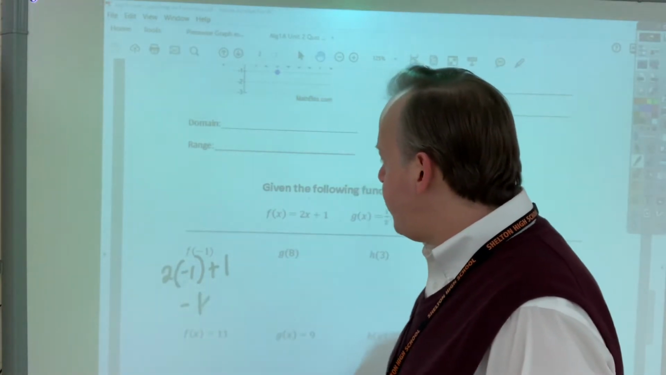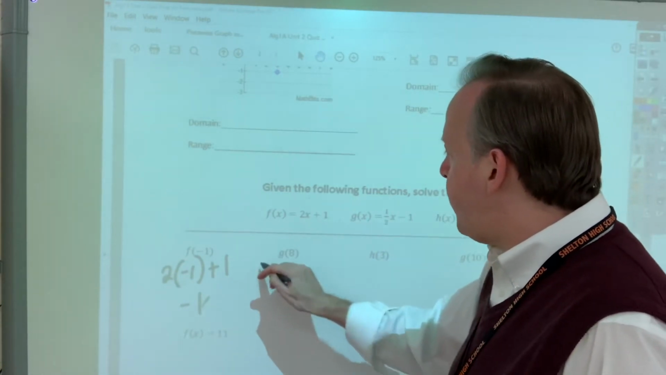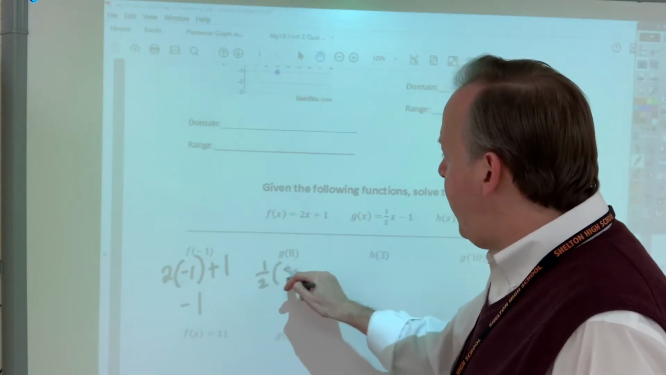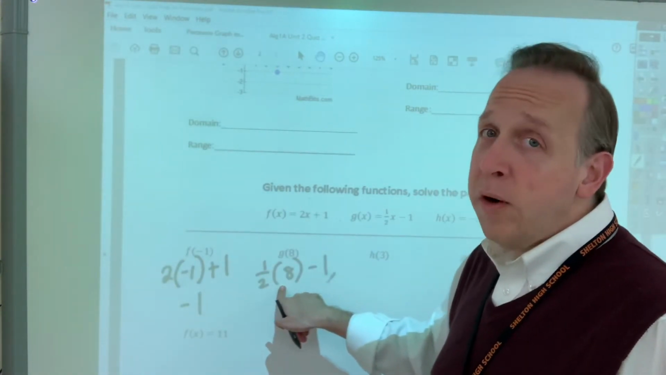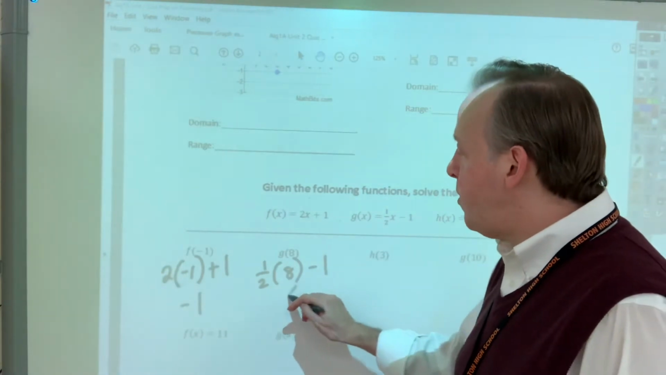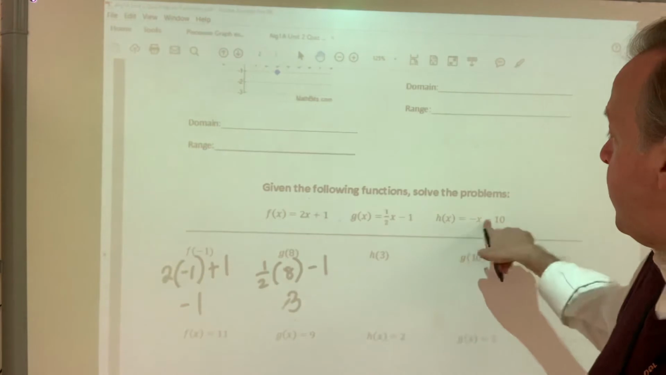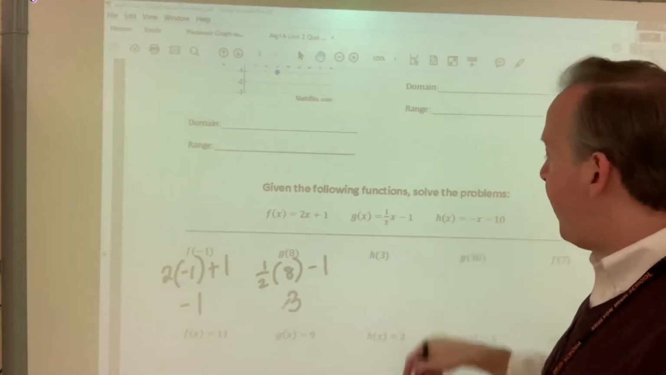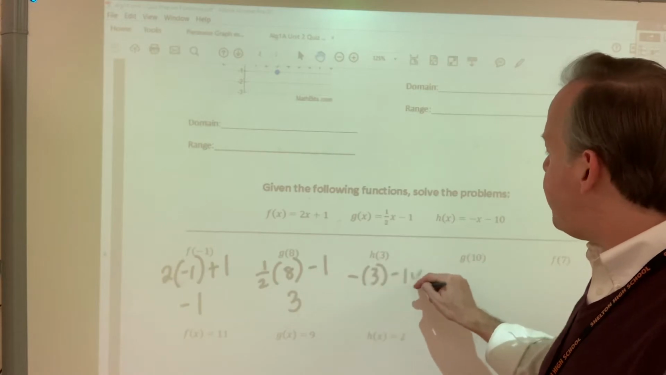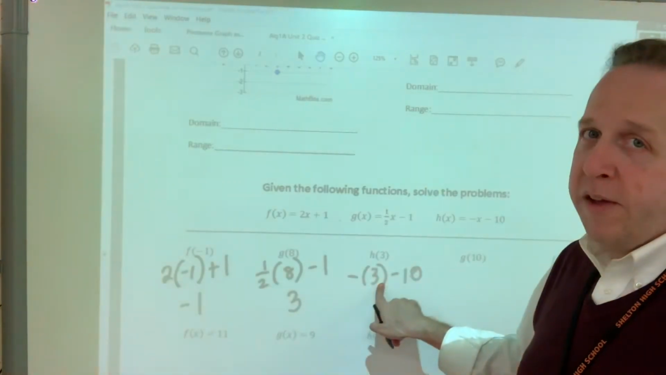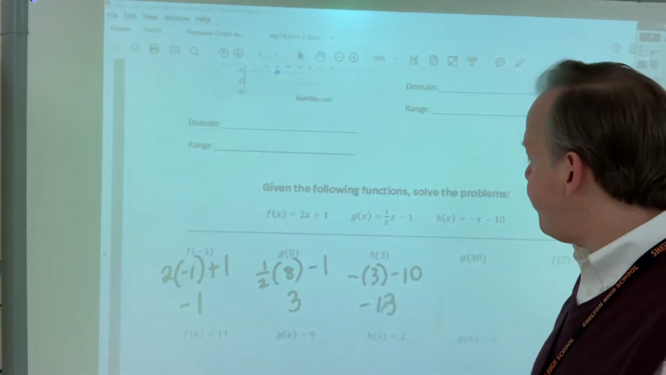And that's our answer. g of 8, use the g function, which is a half x minus 1. So it's half of 8 minus 1. Half of 8 is 4. And 4 minus 1 is 3. h of 3. The h function is -x minus 10. So it's -3 minus 10. -3 is, of course, -3. Minus 10 more is -13.